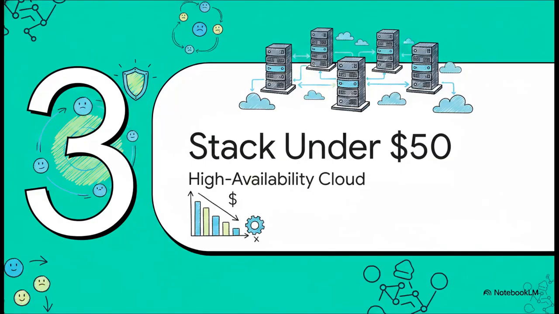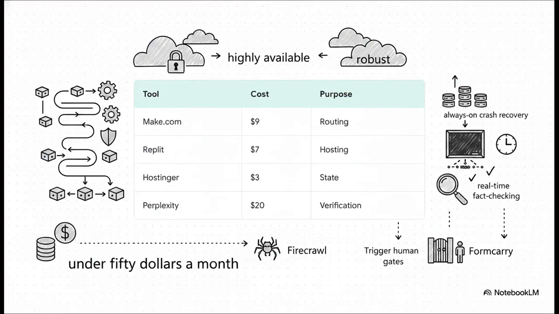All right, let's switch gears to Section 3, building this stack for under $50 a month. You don't need a massive enterprise budget for this. This lean, optimized 2026 stack gives you everything you need for under $50. Check this out. Make.com gives you visual routing and retry logic for just $9.